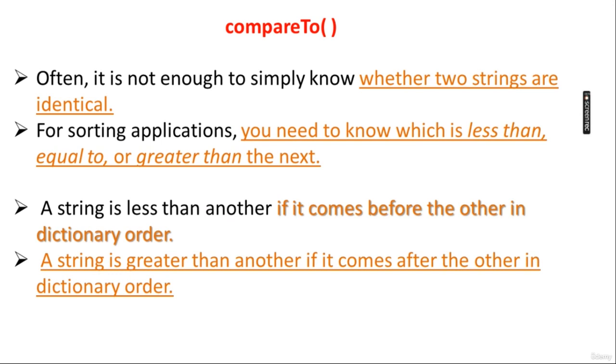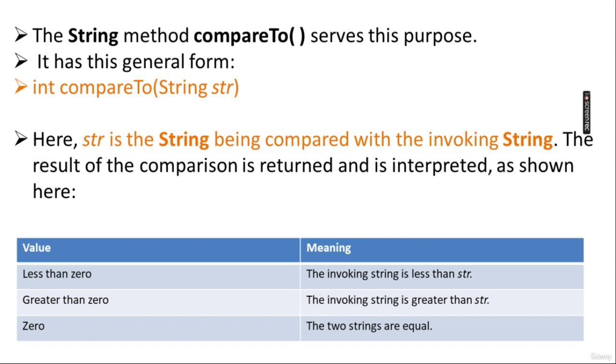compareTo. It is not enough to simply know whether two strings are identical. For sorting applications, you need to know which string is less than, equal to, or greater than the next string. Like in sorting from A to Z, you need to know which is less, which is equal, and which is greater than the other string. A string is less than another if it comes before the other in dictionary order from A to Z. A string is greater than another if it comes after the other in dictionary order. The string method compareTo serves this purpose.